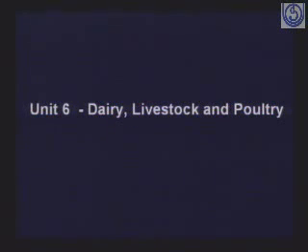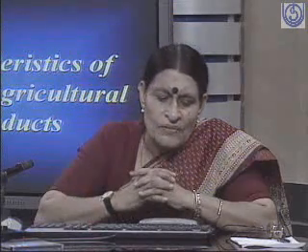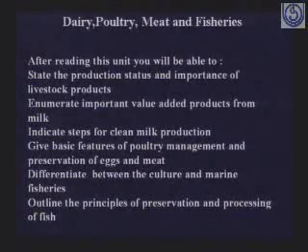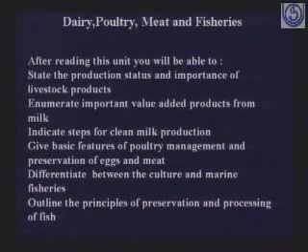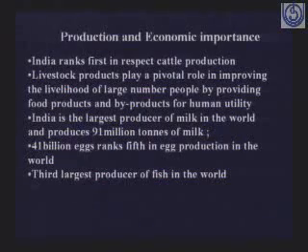I am coming to Unit 6, dairy, livestock and poultry. In fact, if you have a look at dairy, after reading this unit, you will be able to know what the production status is, what the importance of livestock produce is. We will enumerate the value-added products from milk, indicate steps for clean milk production, give basic features of poultry management and preservation of eggs and meat, differentiate between culture and marine fisheries, and outline the principles of preservation and processing of fish. Now, production and economic importance.